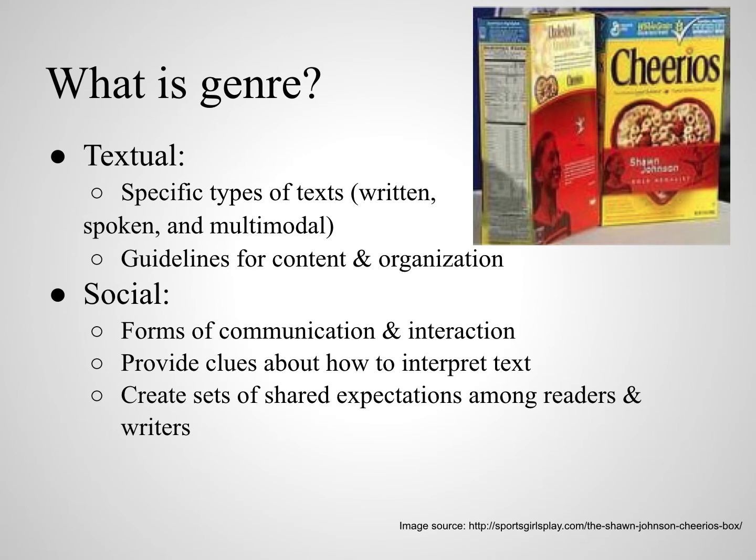So we can think about genre in two different ways. One is textual, meaning that we can talk about genre in terms of specific types of texts. And these could be written, spoken, or even multimodal, meaning things like websites that draw on multiple systems of meaning. And then secondly, genres give us as readers and writers guidelines for content and organization. So we're going to talk about an example of a cereal box to illustrate this.